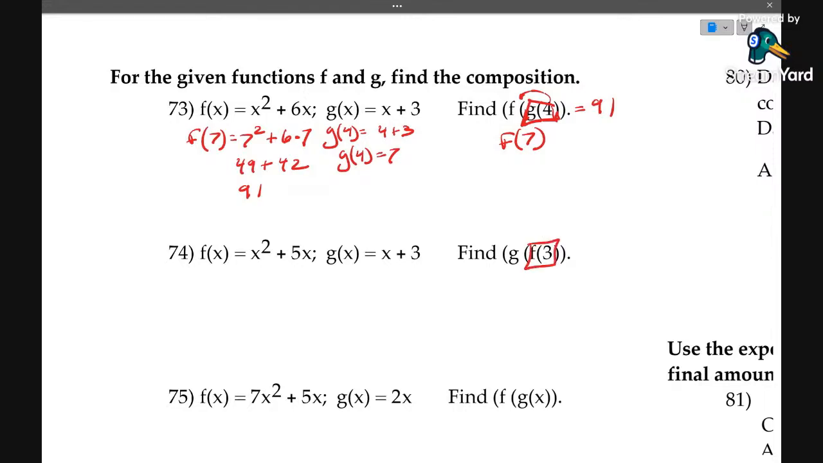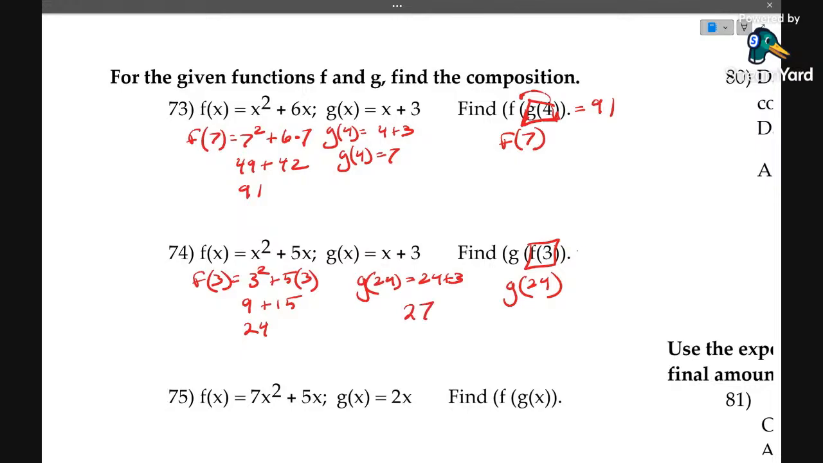Here we're going to evaluate f of 3 first. So we will plug in 3 to our function f. So 3 squared plus 5 times 3. 9 plus 15 gives me 24. So we can replace f of 3 with 24 and evaluate g of 24. 24 plus 3 gives me 27. So the composition equals 27.